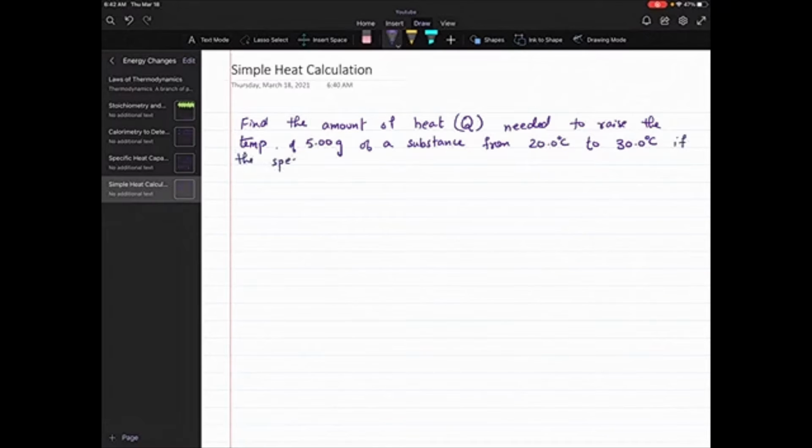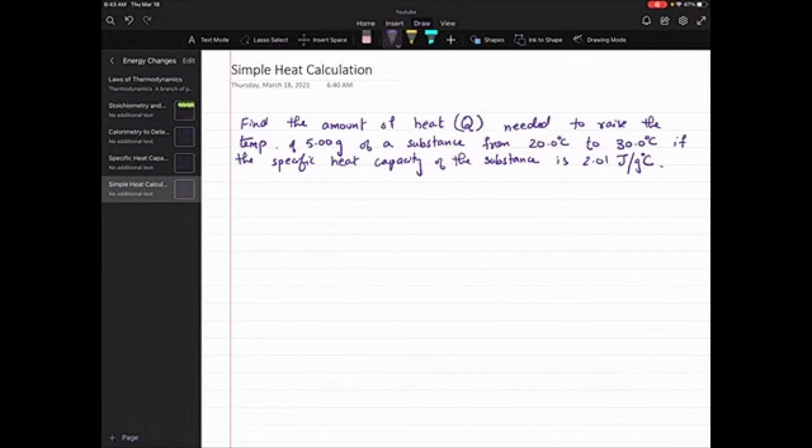Now, we don't know what the substance is, but they kept on going and they said if the specific heat capacity of the substance is 2.01 joules per gram degrees Celsius. Yes, it's joules. That's the amount of energy per gram degrees Celsius. Okay, so that is the information that is given to us.